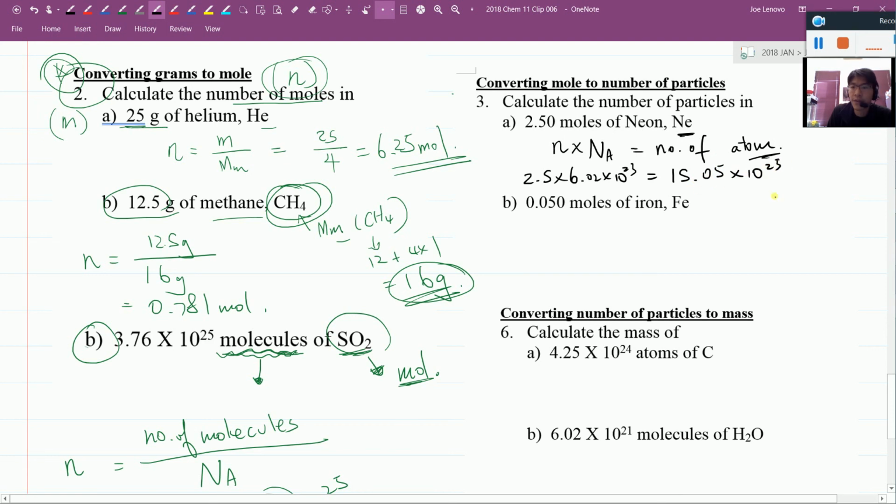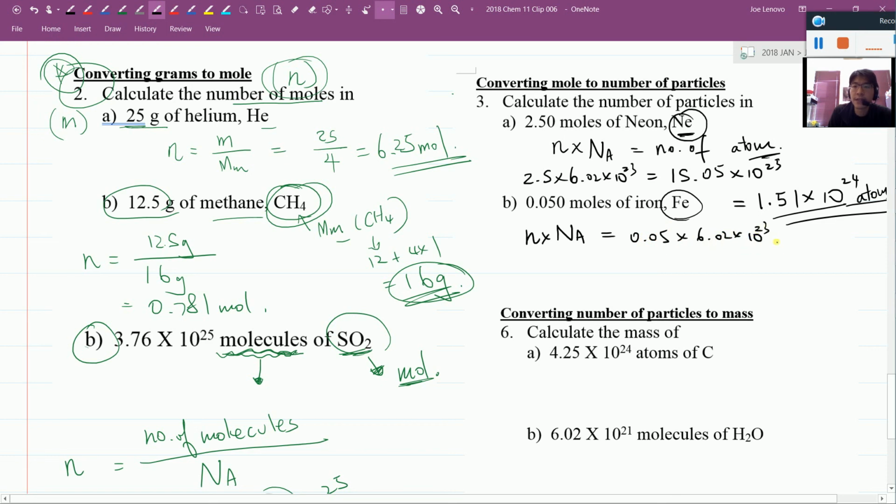To move 1 across, you can also answer this question as 1.51 times 10 to the 24. And that's your answer. Remember, this one you have atoms at the end, as neon is just atoms, right? And iron is pretty much the same thing. We've got the number of moles times the Avogadro number, so 0.05 times 6.02 times 10 to 23. Sometimes you need to use the periodic table, sometimes you don't.